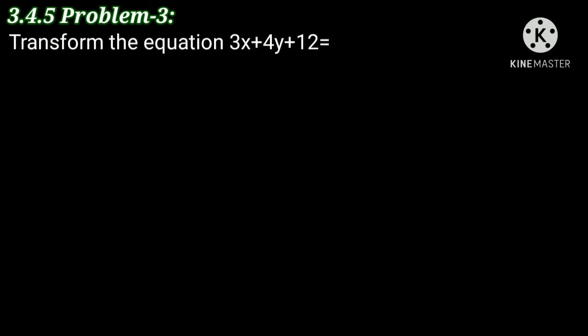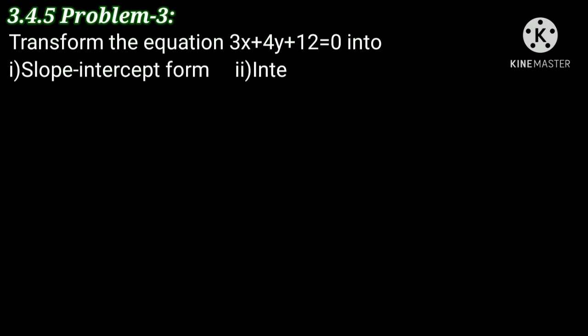3.4.5 Solved Problems. Problem number 3. Transform the equation 3x plus 4y plus 12 equal to 0 into first slope intercept form, second intercept form and third normal form. This is our given problem. In this problem, we have to transform the given equation into slope intercept form, intercept form and normal form. Now we have to solve the problem.